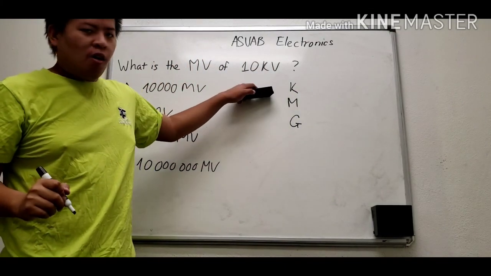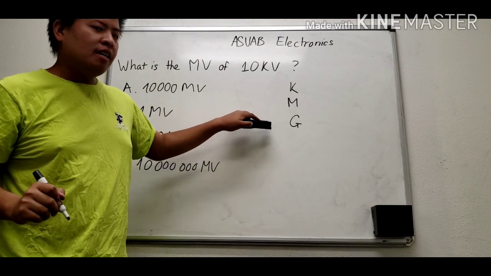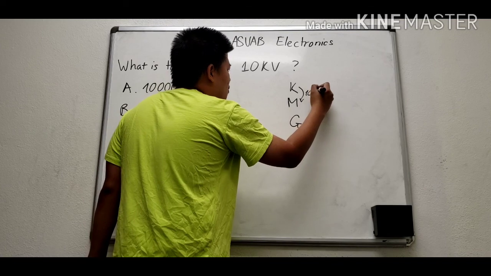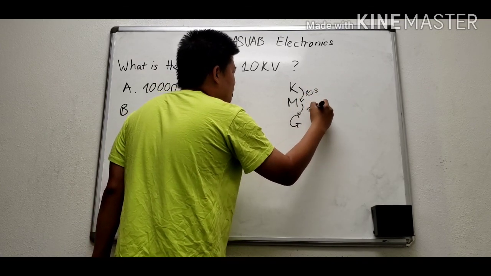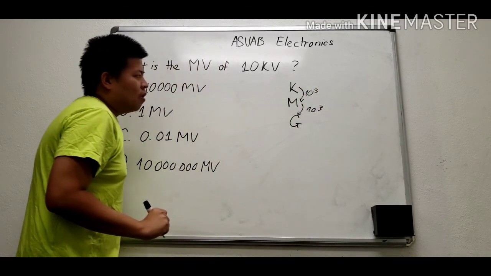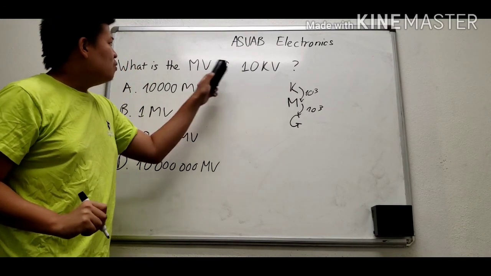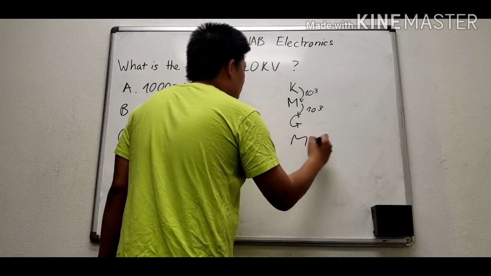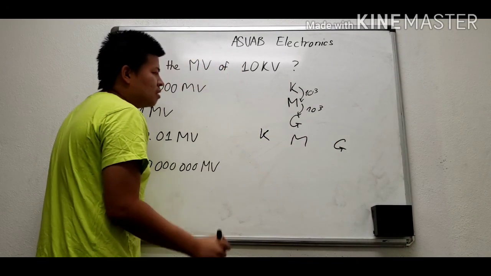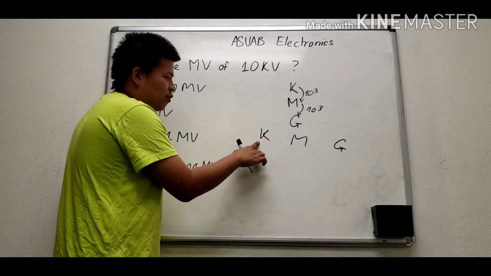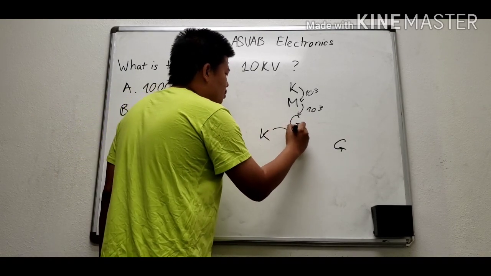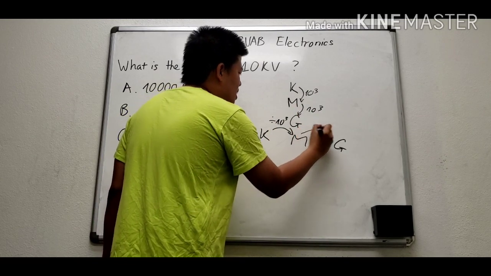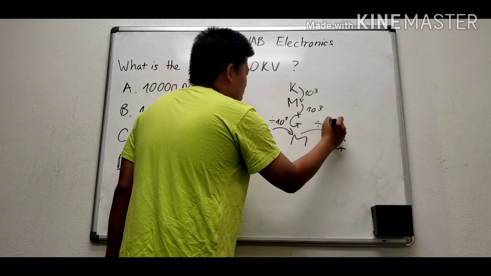We have kilo, mega, and giga. In each unit, we have a difference of 10 power 3. To convert from kilo to mega, we need to divide by 10 power 3. From mega to giga, we just divide by 10 power 3.